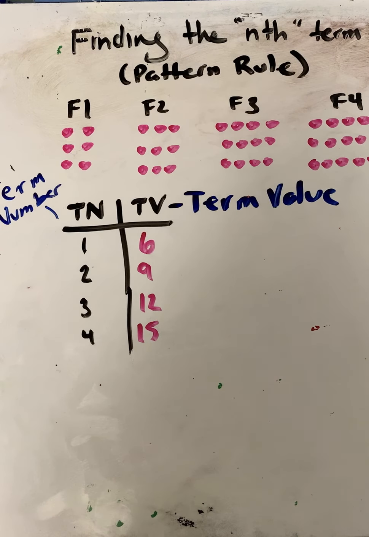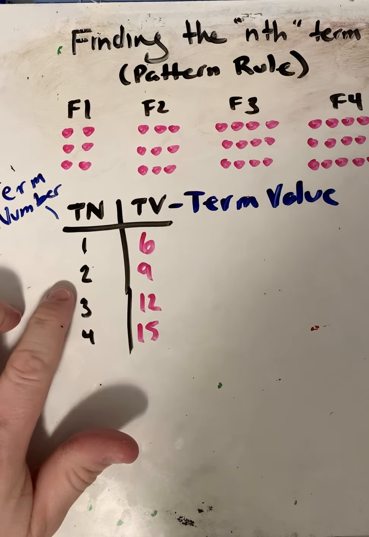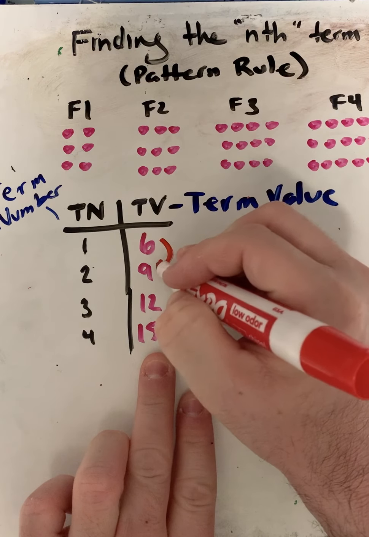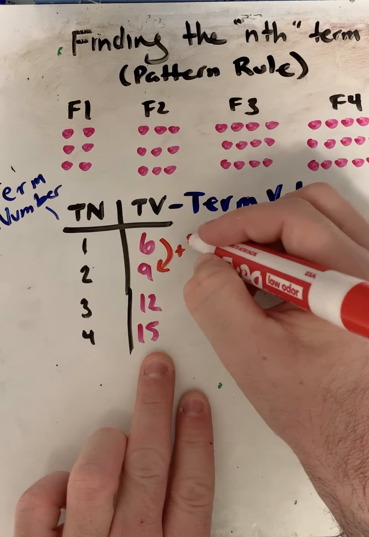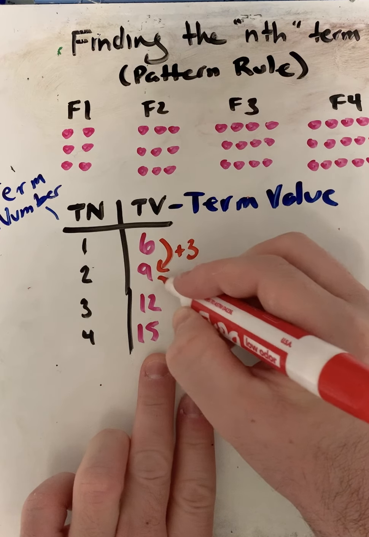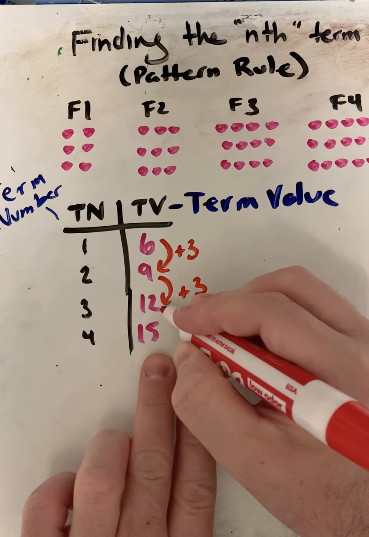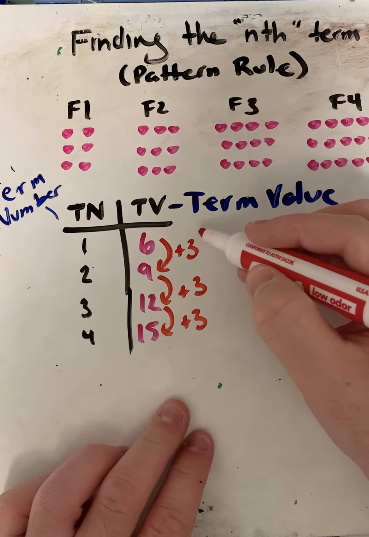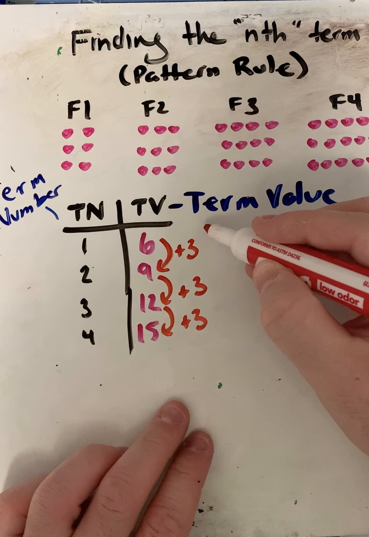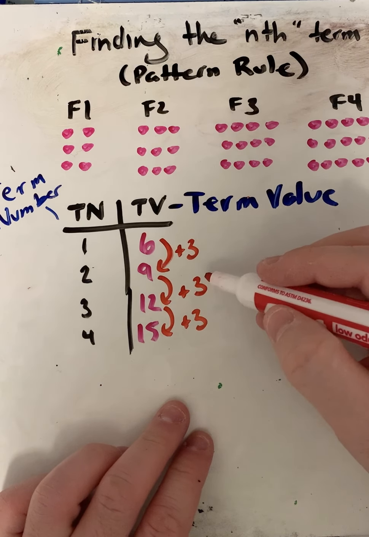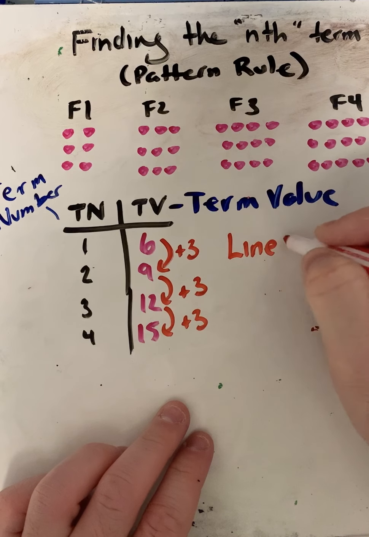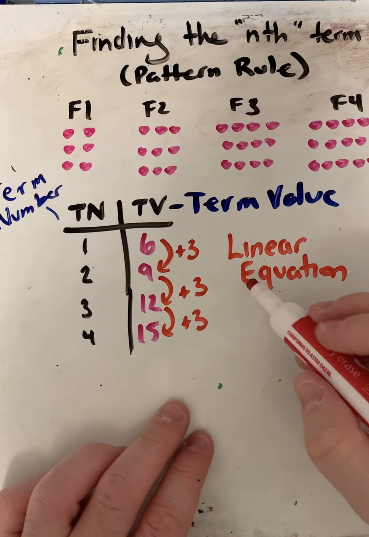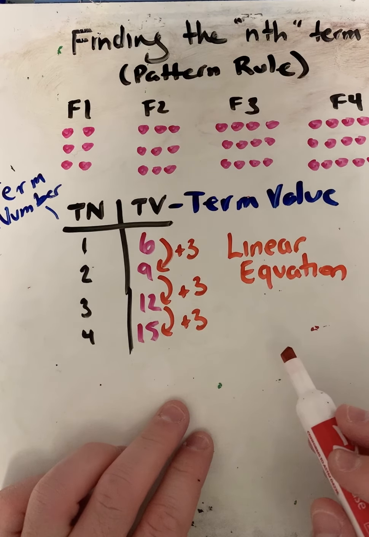We're going to look at this and we're going to say, okay, we're not focusing on the term number, we're only focusing on the term value. How do you get from 6 to 9? Well, you're increasing by 3. How do you get from 9 to 12? Well, you're increasing by 3. How do you get from 12 to 15? You're increasing by 3. Because all of the increases are the same, they're all constant, we call this a linear equation or a linear pattern because each one is going up by 3.